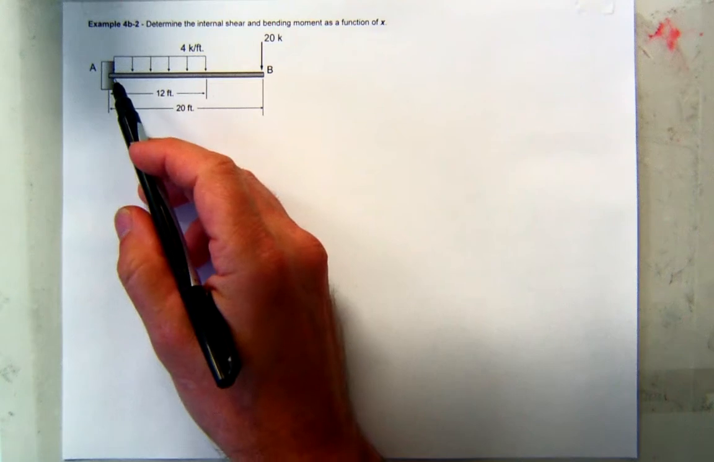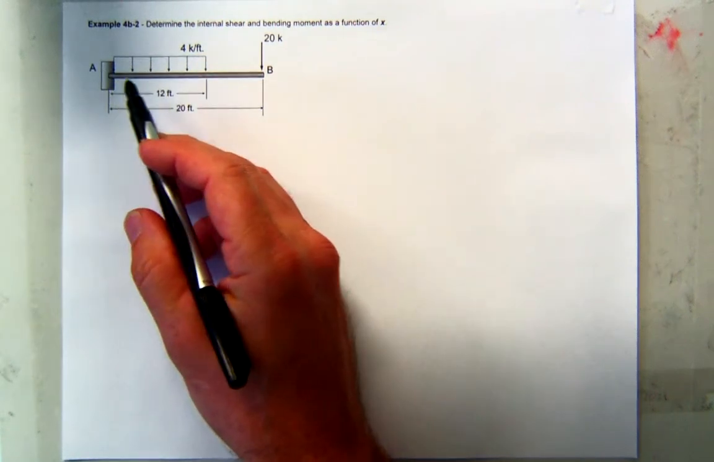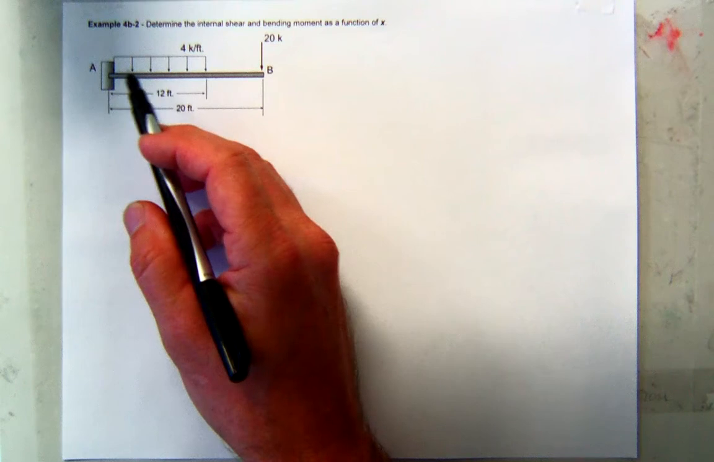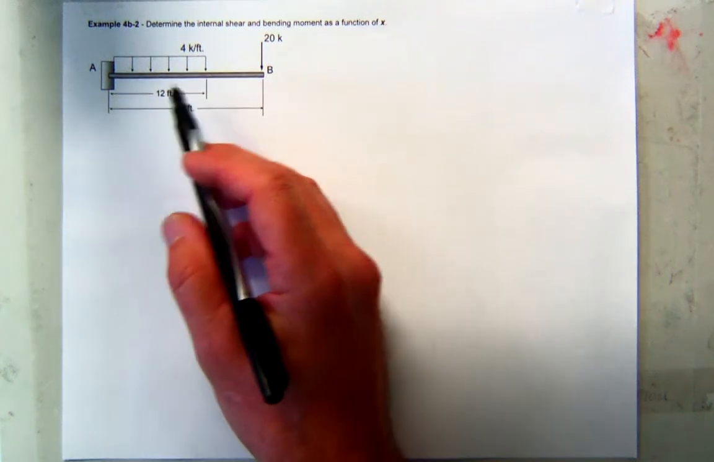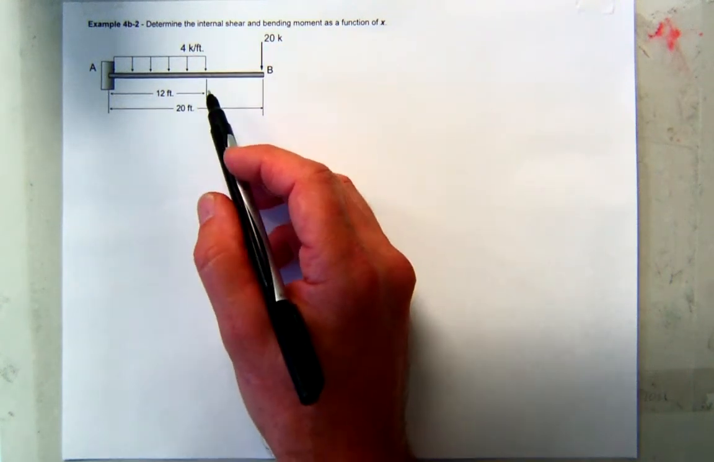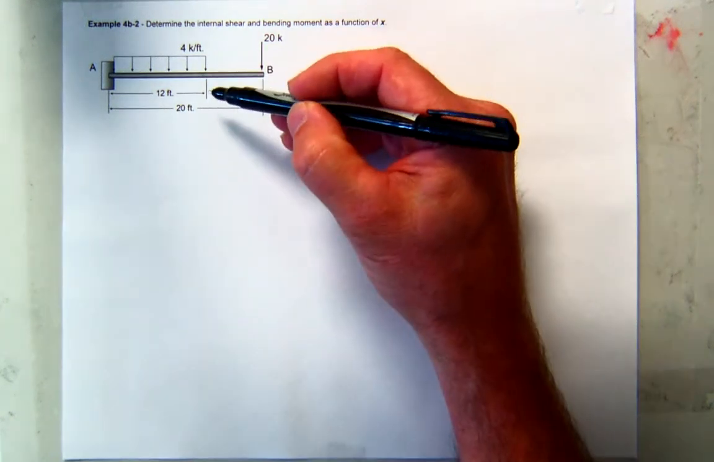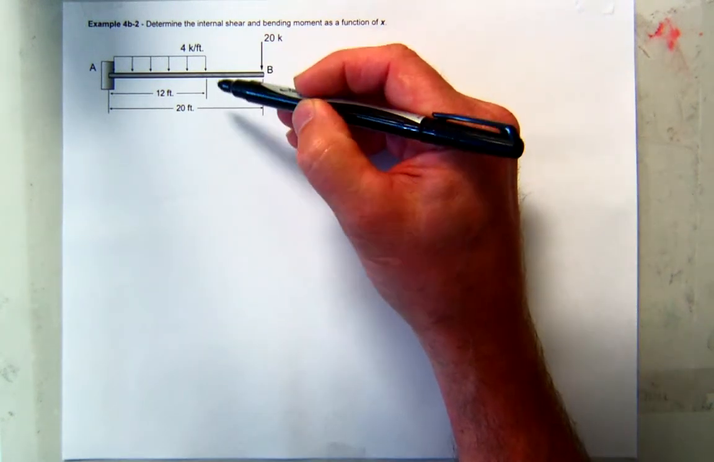You can see I've got a continuous load from A to about 12 feet. So I have a continuous load. I can write a set of equations that are good from, say, 0 to 12. But from 12 to 20, I'd have to write a second set of equations. But we should be able at x equal 12 to check those to see if they match.